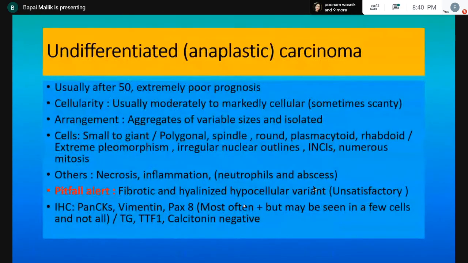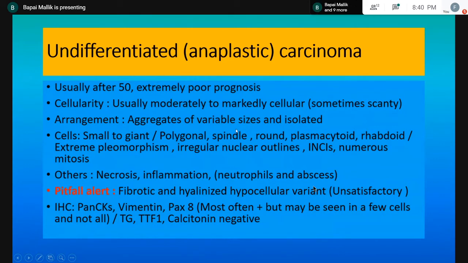The next one is something which is hardly ever missed, but sometimes they might be missed. I'll tell you where. Undifferentiated anaplastic carcinomas of the thyroid. Usually patients are above 50, but sometimes you can find them in younger patients. We saw one, which was a younger patient with extremely poor prognosis.